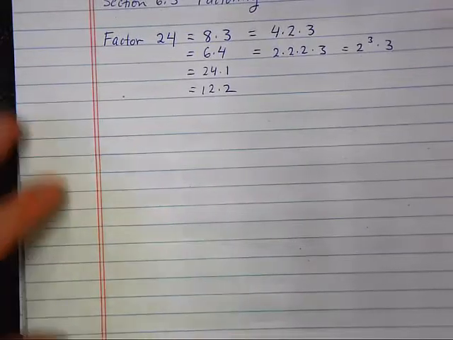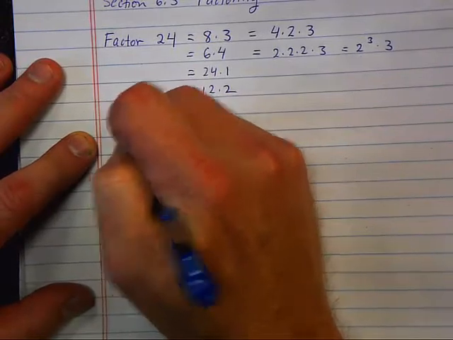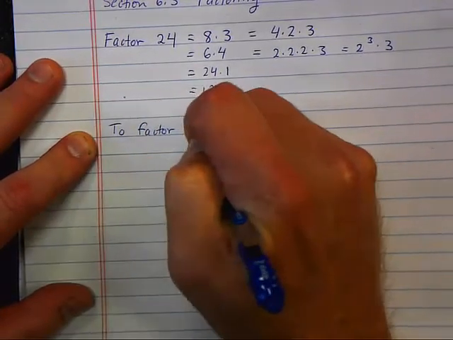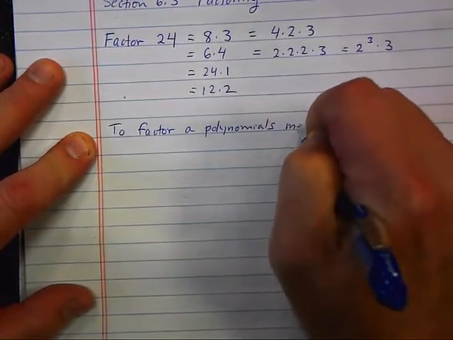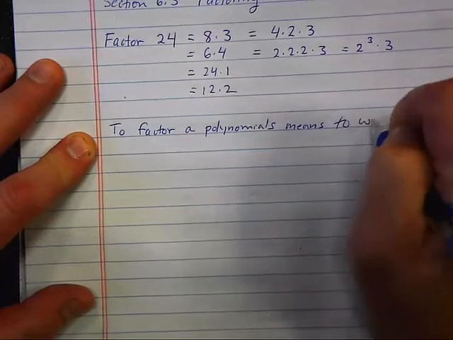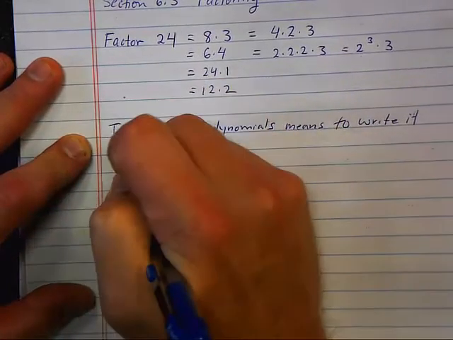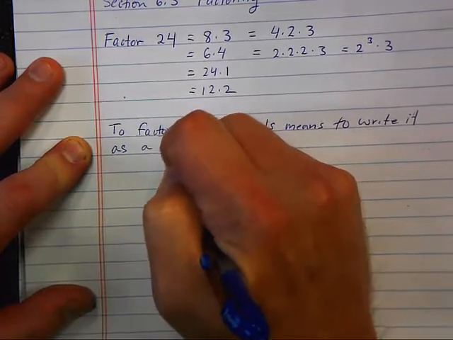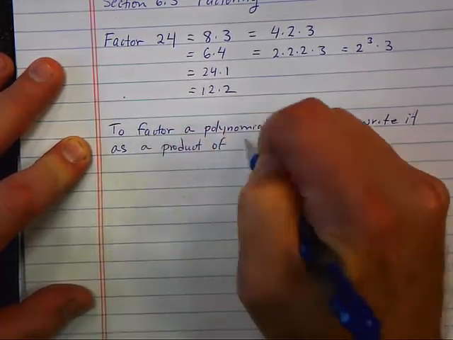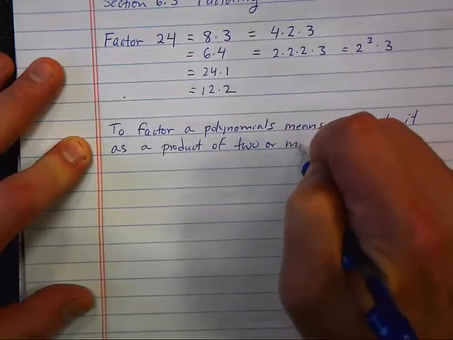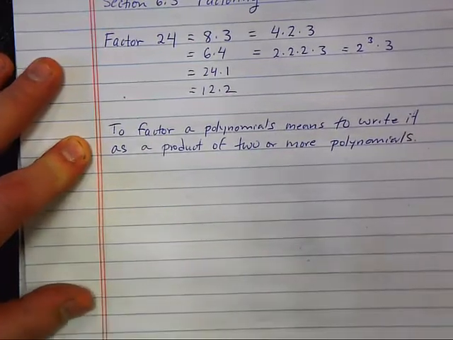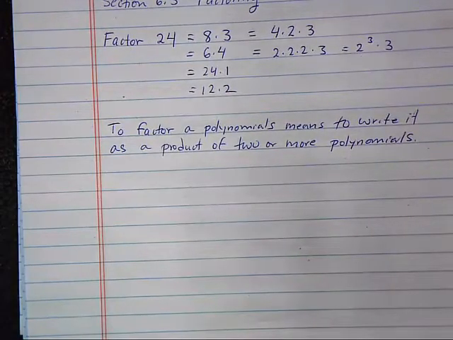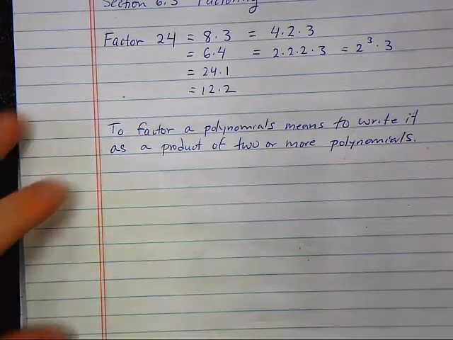Okay, so what we're going to do in this section is we're going to factor polynomials. To factor a polynomial means to write it as a product of 2 or more polynomials. And I started by saying factoring is the opposite of multiplying, and here's what I mean by that. Here's what we did last time.